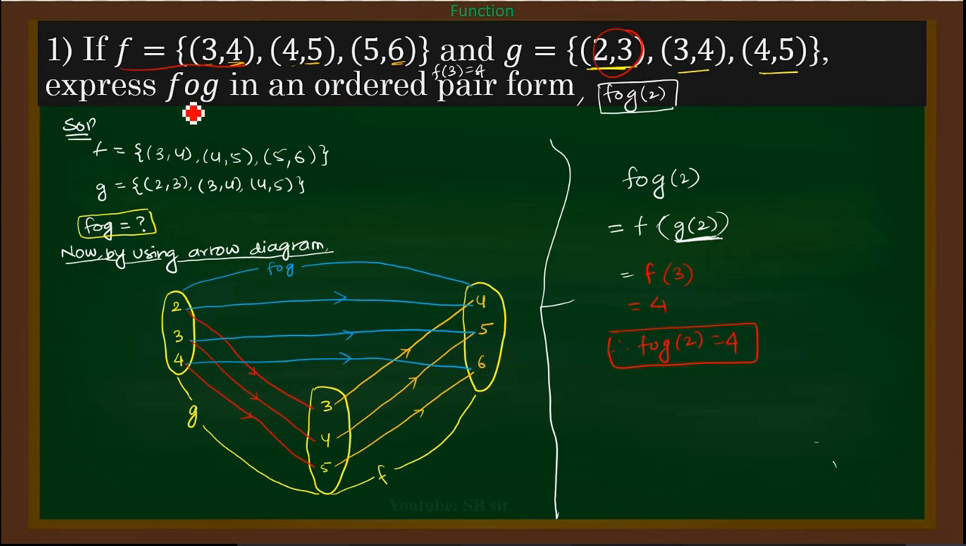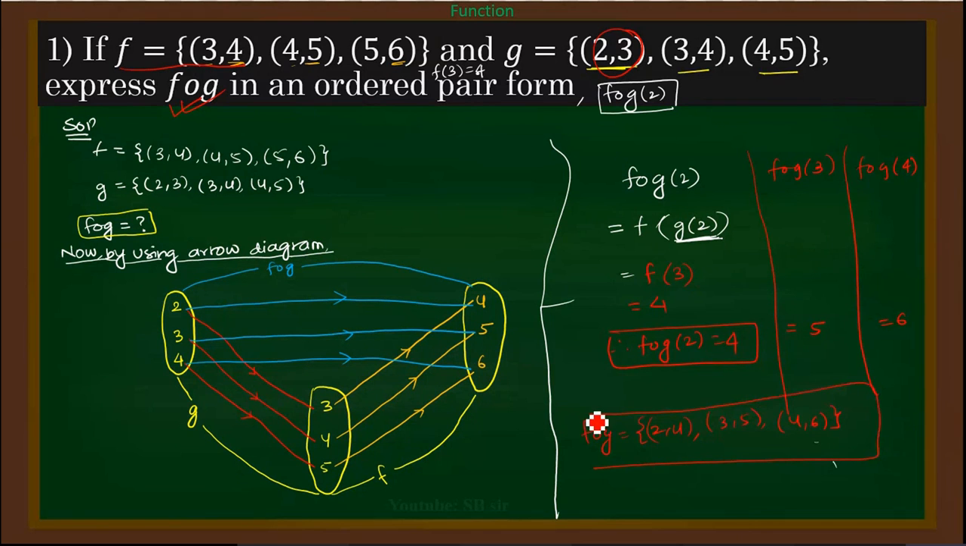If the question asks you to find the whole value of F composite G, then you have to find the value of F composite G3 and F composite G4. I think you will get F composite G3 as 5 and F composite G4 as 6. And at last, you have to write in the ordered pair form: 2, 4, 3, 5, and 4, 6. You can write in this way also without drawing the arrow diagram.